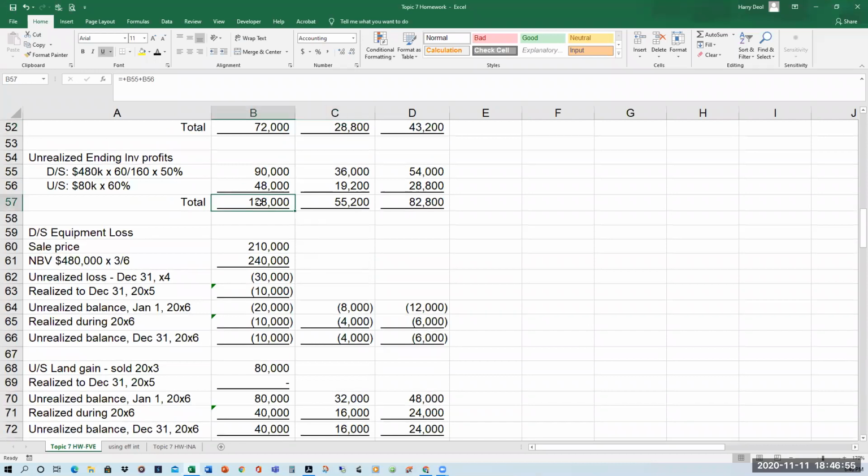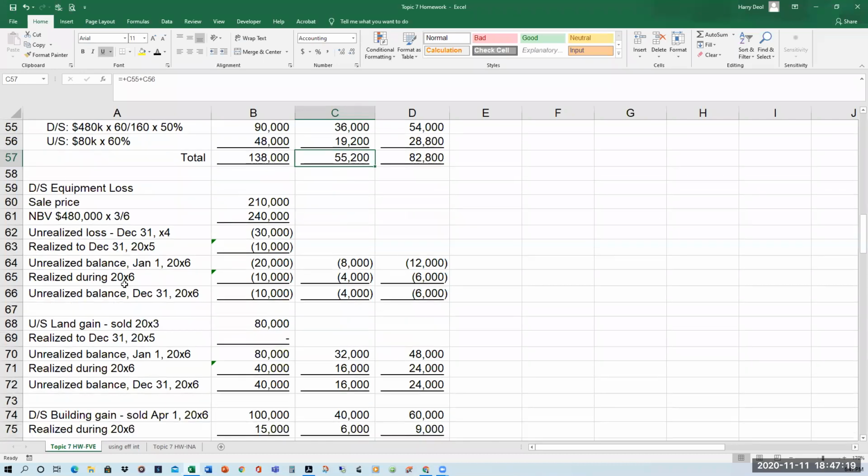Similarly, for the unrealized ending inventory profits, you want to add $138,000 to cost of goods sold. When you increase cost of goods sold, the income before tax goes down. If income before tax goes down, income tax expense should be lower. So you want to minus $55,200 from income tax expense.